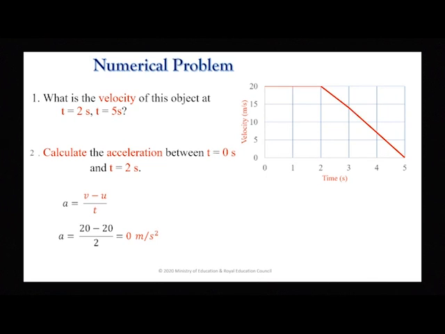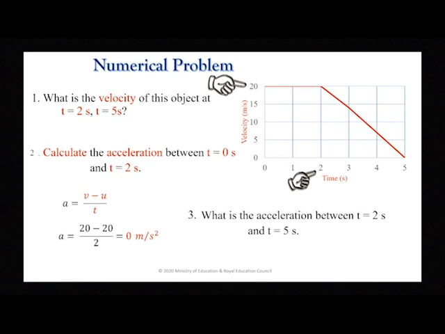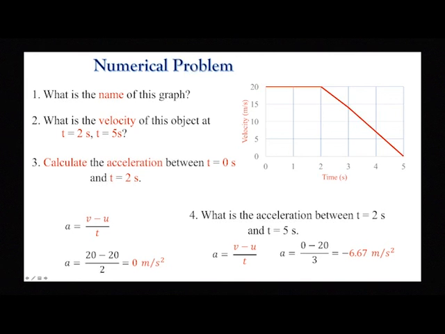Here we are calculating the acceleration between 2 seconds and 5 seconds. So at 2 seconds, the velocity is 20 meter per second. And at 5 seconds, the velocity is 0. And how much time is taken from 2 to 5 seconds? It is 3 seconds. So if you plug in the values now, let us look at the acceleration. What do you notice here? It is negative 6.67 meter per second square.